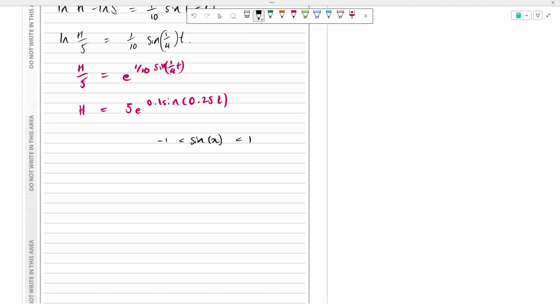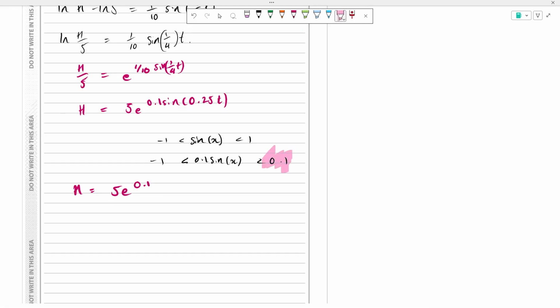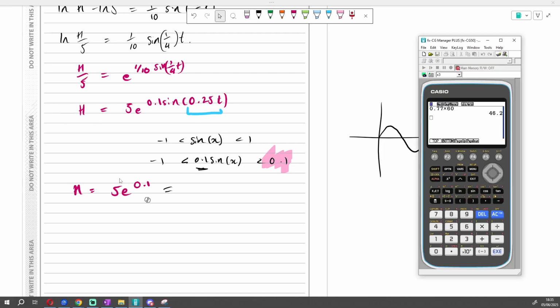Well, if we multiply it by 0.1, it just shrinks down to 0.1. That's our maximum. So essentially, what our maximum height will be is the following: h is equal to 5e to the 0.1. Why have I chosen 0.1? Because it's the maximum. It doesn't matter what's on the inside here. It's really thinking about what the range is of a sine function, and that is determined by this coefficient here. Okay, and if I just put 5e to the 0.1 into my calculator, that gives me 5.53 meters.